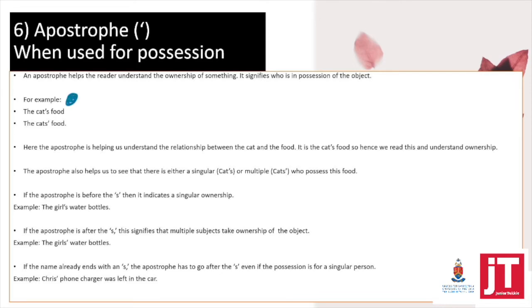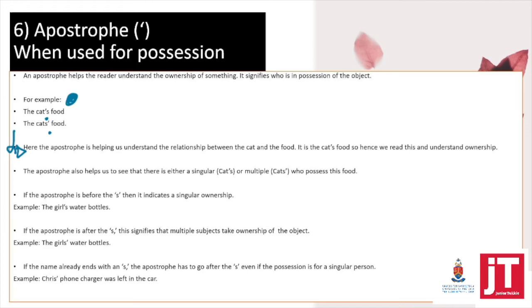The cat's food. Okay, notice the apostrophe. Then the cats' food. Okay, the apostrophe is before the S in this case and after the S in that case. And it's crazy how such a tiny line can make all the difference. Let's unpack this further. Here the apostrophe is helping us understand the relationship between the cat and the food. It is the cat's food, so hence we read this and understand ownership. The apostrophe also helps us to see that there is either a singular cat or multiple cats who possess the food.